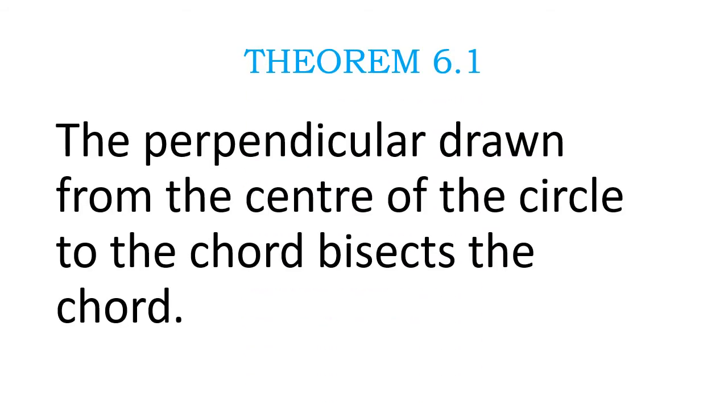The first property: the perpendicular drawn from the center of the circle to the chord bisects the chord. I hope you all are aware of the word perpendicular. Perpendicular is something which makes an angle of 90 degrees. Center of the circle we all are aware of, and the chord. Bisects means it divides it into two equal parts. So let us understand the proof.